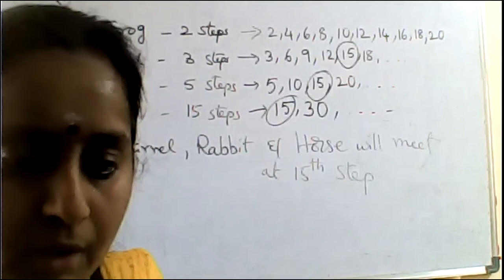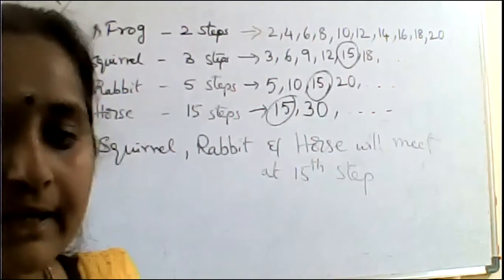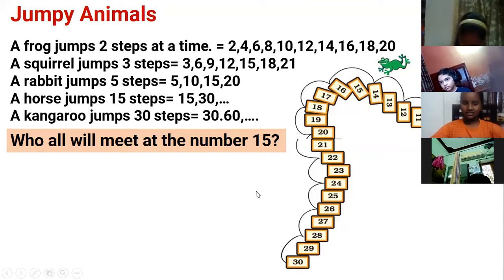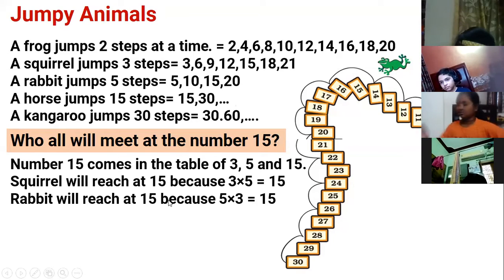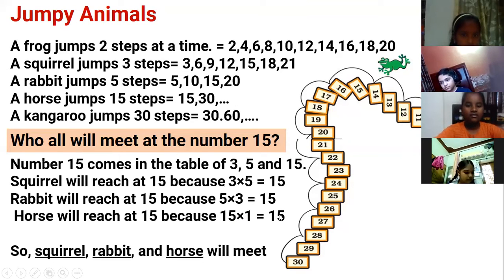Okay, so we need to find the jumps accordingly. We need to find the answer. First, we write where it will be on each jump. Then after that, on the 15th step, which animal is there, that we have to write. So on the 15th step, squirrel will reach 3 into 5, 15. Rabbit will reach 5 into 3, 15, and horse will reach 15 into 1. So squirrel, rabbit, horse will meet at the 15th step. Okay?